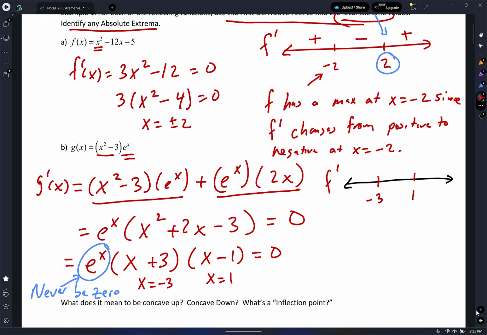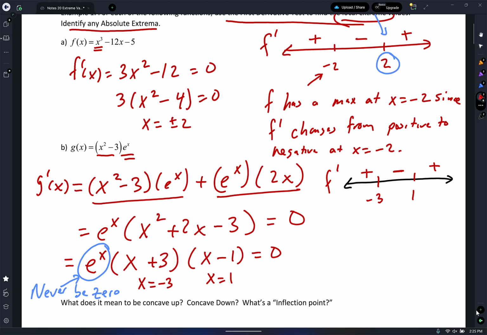All right, negative 3. So I pick a number to the left of negative 3. You don't care about positive or negative. E to the x is always positive because you're always above the x-axis. So all you care about is the sign. I don't care about the number. I just care about whether it's positive or negative. So if I choose like negative 5, negative 5 plus 3 is negative. Negative 5 minus 1 is negative. Negative times a negative is a positive. If I choose a number between negative 3 and 1, like 0, I get 3 times negative 1, which is a negative. And if I choose a number bigger than 1, like 5, positive times a positive, which is a positive.